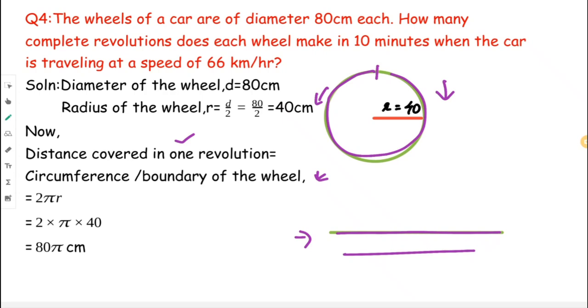So what is the formula of the circumference of a circle? Twice pi r, right? For now, keep the pi to be pi. Then 2 times 40 is 80 pi. That means it can travel 80 pi centimeter in one complete revolution when it spins once.